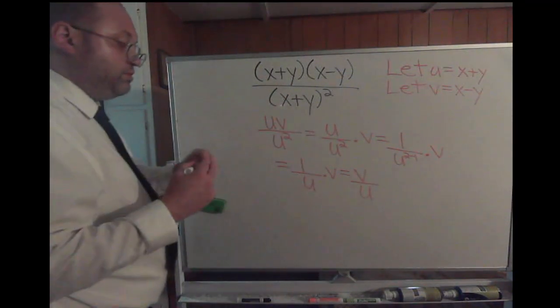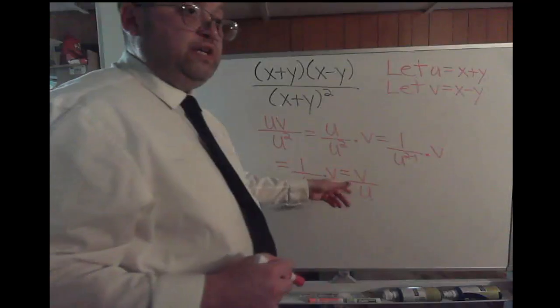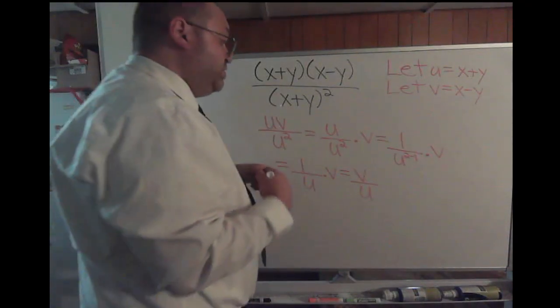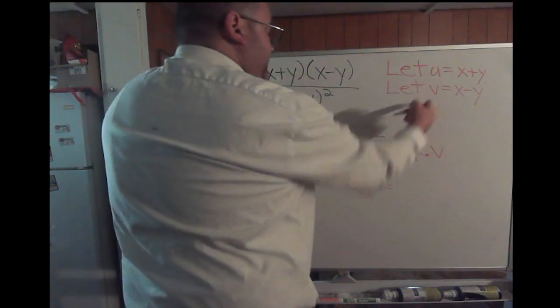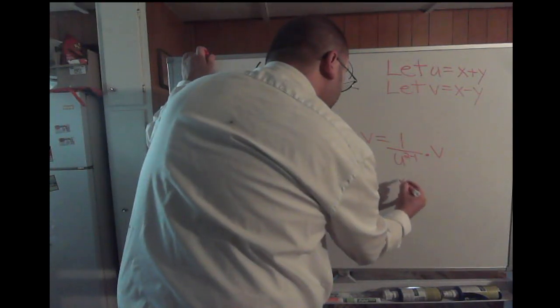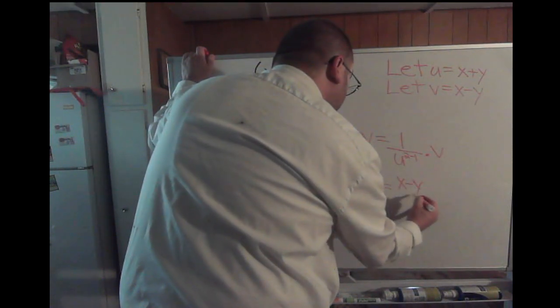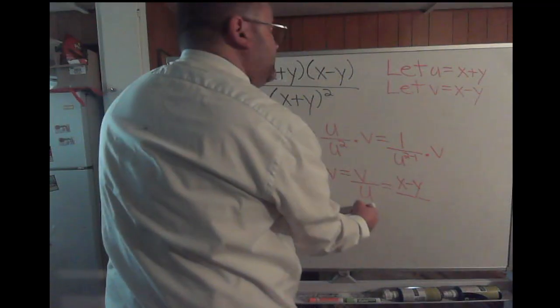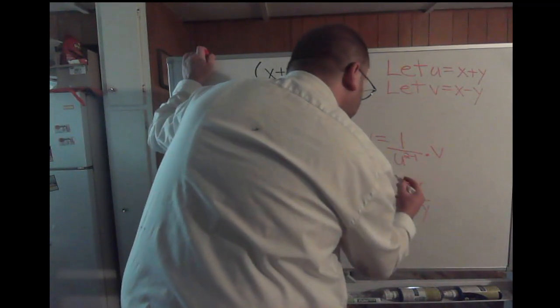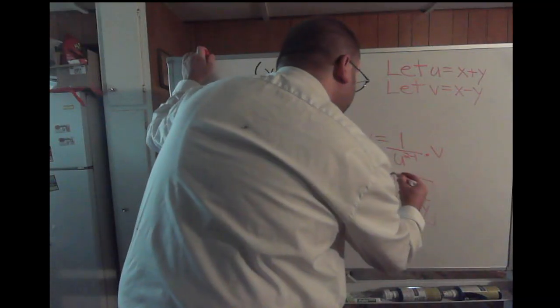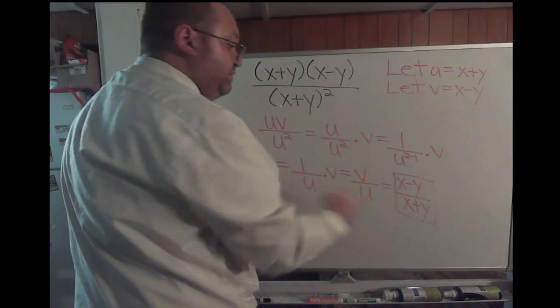Now it would look like we're done, but the v over u is only our substitution. What you have to do now, you let v equal x minus y, so you put it back as x minus y over the u, which is x plus y. So your final answer will be x minus y over x plus y.